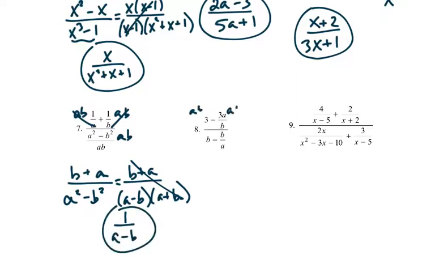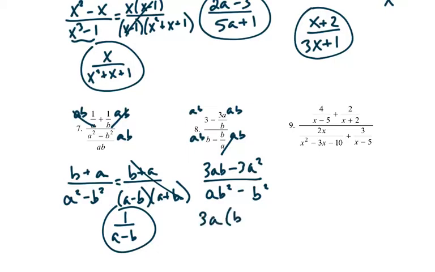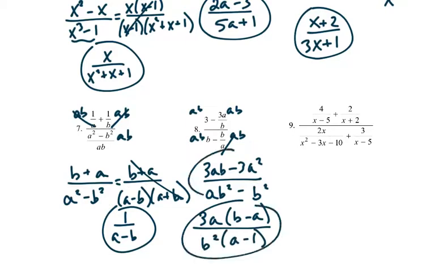Here I've got, again, ab. 3ab minus 3a squared over ab squared minus b squared. Now that one can also factor 3a times b minus a, and then the denominator is b squared times a minus 1. Didn't allow anything to cancel, so technically either answer is correct.